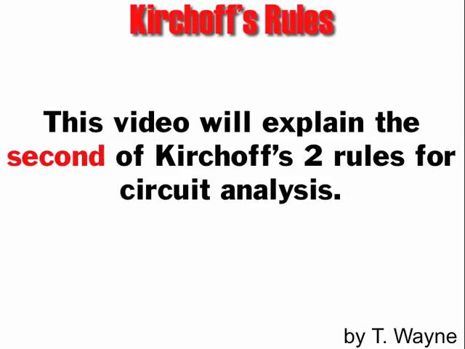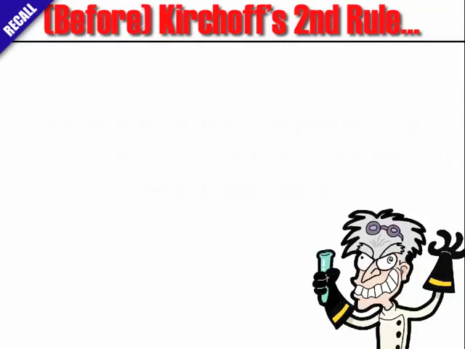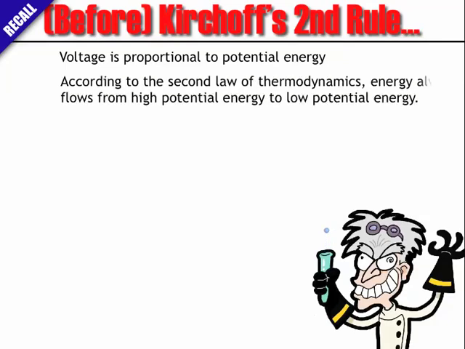This video is going to explain the second of Kirchhoff's two rules for circuit analysis. Sometimes it's referred to as the loop rule. Before we get into Kirchhoff's second rule, a little bit of background, to make sure everyone understands what we're talking about. Voltage is proportional to our potential energy, because it's defined as energy per coulomb of charge.